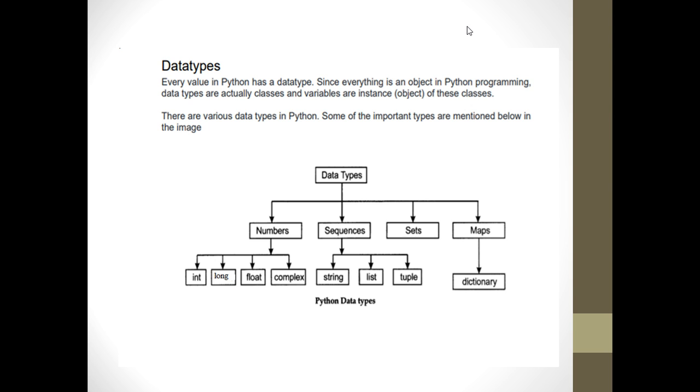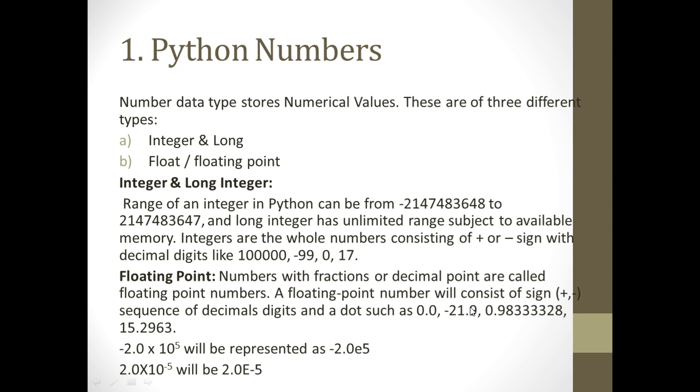The data types are nothing but indicating the type of the value that gets stored in the variable. There are various data types in Python. They can be numbers, sequences, sets, or maps. Under numbers, we have int, long, float, and complex. Under sequences, there is string, list, and tuples. Sets are there, and maps get implemented as dictionary.